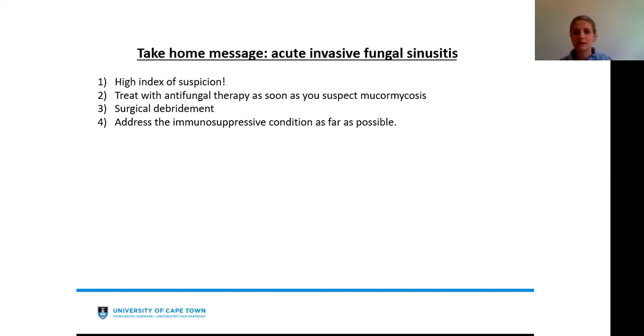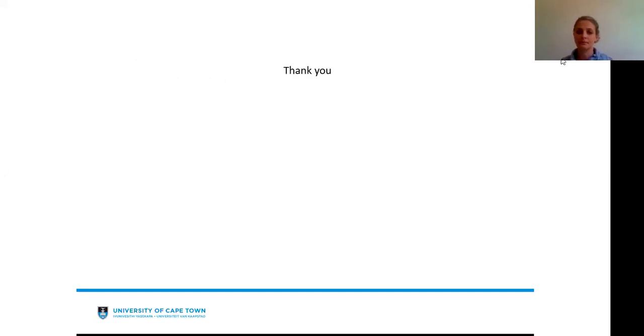So the take-home message is, one, we have to have a high index of suspicion with immunocompromised patients. Treat them with antifungal therapy as soon as you suspect mucor, rather than waiting for a culture. Surgical debridement is very important, and you have to try to address the immunosuppressive condition as far as possible. Thanks.